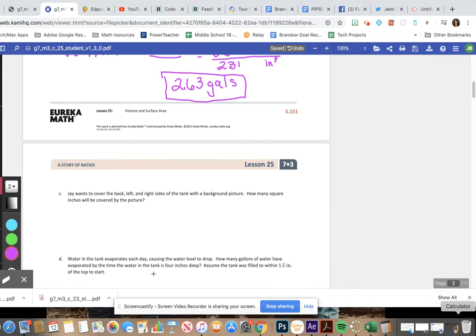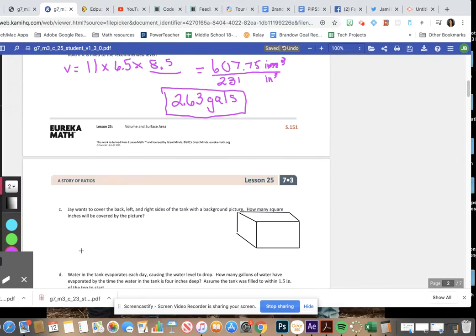C, Jay wants to cover the back, left, and right sides of the tank with a background picture. How many square inches will be covered by the picture? So, all right, we have this same fish tank. Jay wants to cover the back and the left. So this is the left, this right side, and if I was to cut this off, the back, right? So only 3 of the sides.